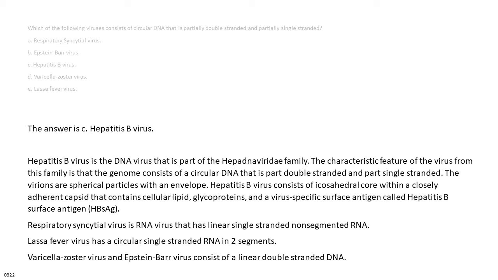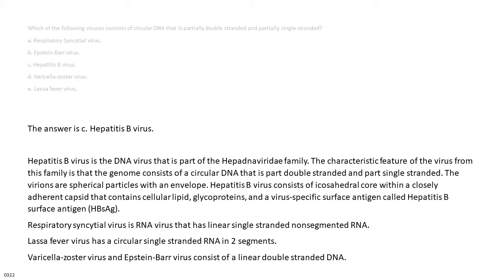The answer is C. Hepatitis B virus. Hepatitis B virus is the DNA virus that is part of the Hepadnaviridae family. The characteristic feature of the virus from this family is that the genome consists of a circular DNA that is part double-stranded and part single-stranded. The virions are spherical particles with an envelope. Hepatitis B virus consists of icosahedral core within a closely adherent capsid that contains cellular lipid, glycoproteins, and a virus-specific surface antigen called hepatitis B surface antigen, HBsAg.